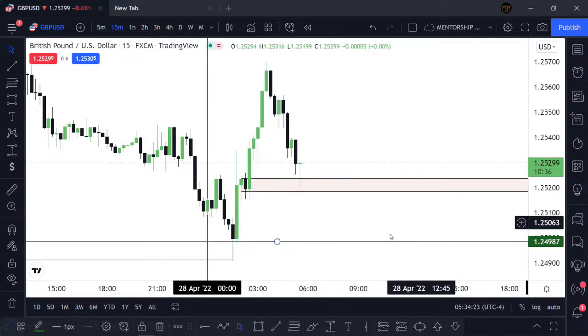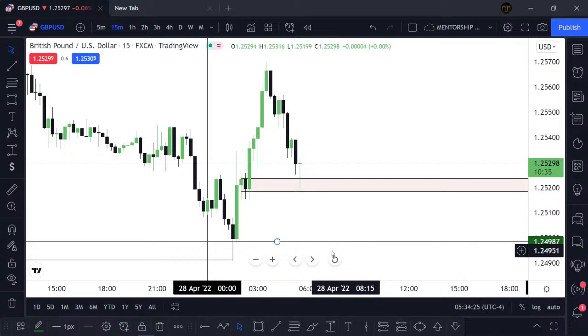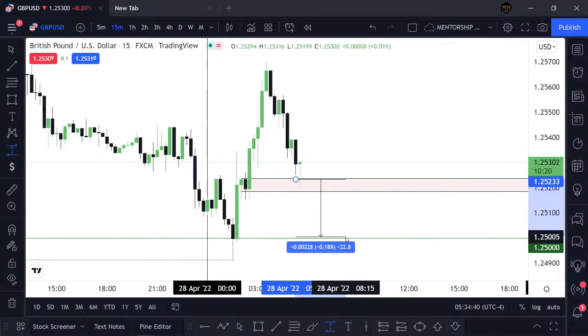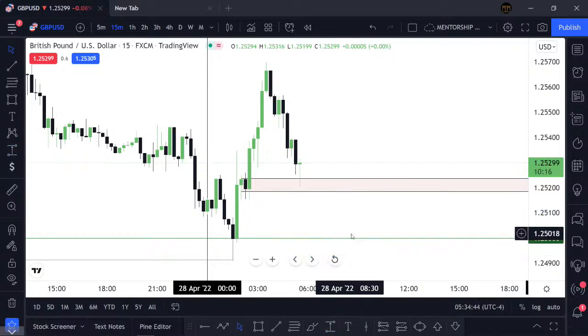For, see, we have an institutional level. Let me look for the 50. We have, sorry, we have a 0 level here. Okay, so if price trades below this, now let me see, how many pips will you be risking here? 20-something pips. Now this is too much. This is a 15-minute chart.